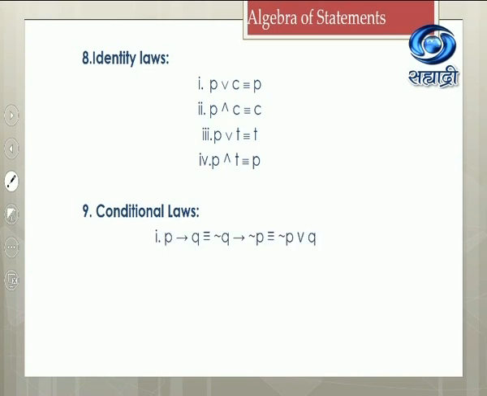Conditional laws. P implies Q is equivalent to negation Q implies negation P. Now this is nothing but the contrapositive. So they are equivalent, which is equivalent to negation of P or Q. So P implies Q is what? Negation of P or Q.